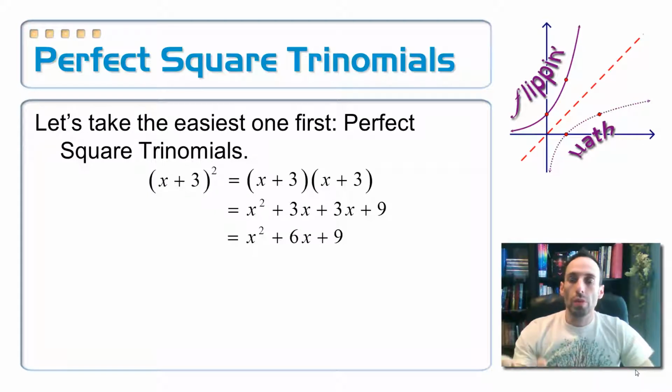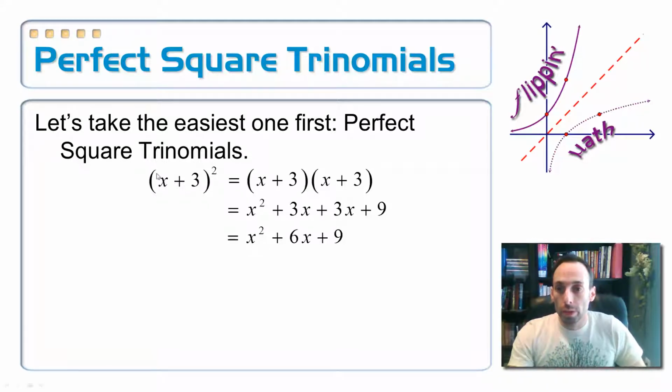So remember what the pattern was, the shortcut, if I wanted to get straight to it: I would take the first term and square it. I would take the last term and square it and I'd get 9. The middle term is just 2 times the product of x times 3. The reason why it's 2 times is because that 3x, whenever I FOIL it out, happens twice.